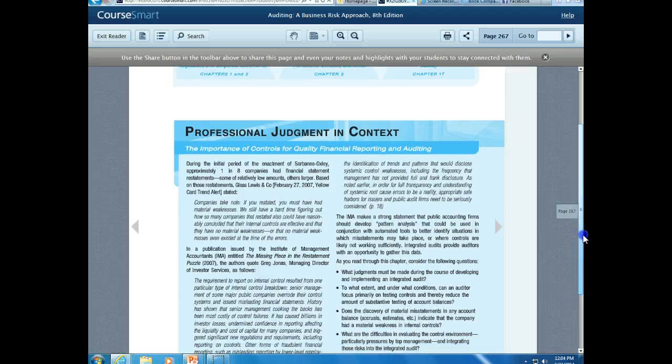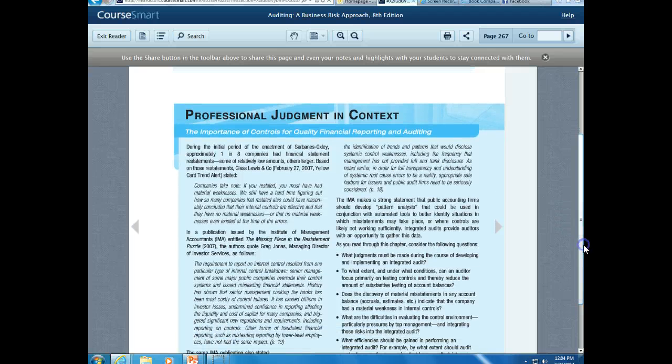If you look at your book on page 267, once Sarbanes-Oxley was passed, approximately 1 in 8 companies had financial statement restatements. Some of relatively low amounts, others larger. So basically, if you restated, you must have had material weakness. We still have a hard time figuring out how so many companies that restated also could have reasonably concluded that their internal controls were effective and that they had no material weakness.